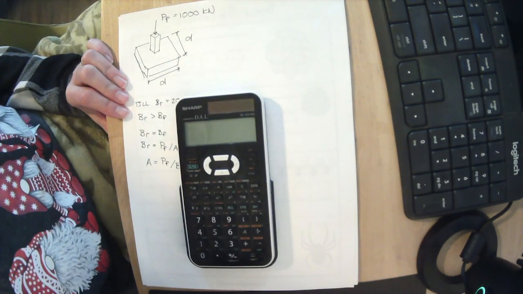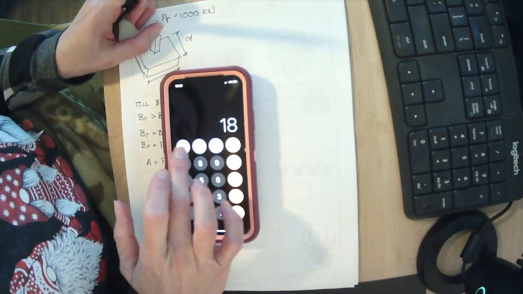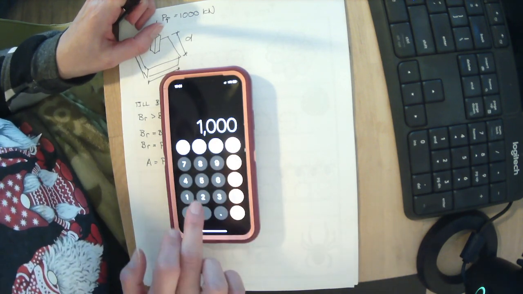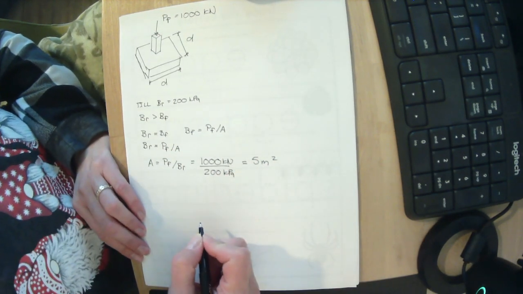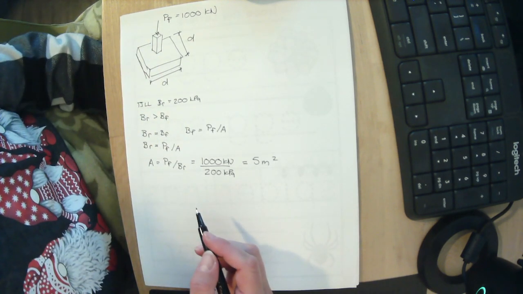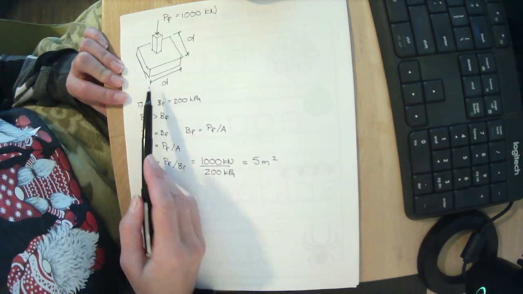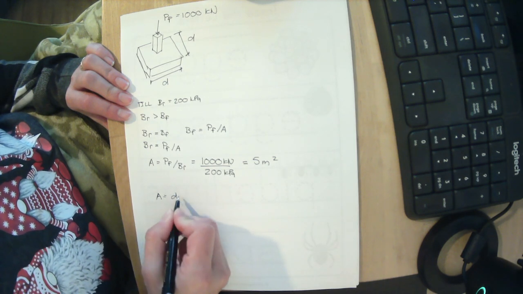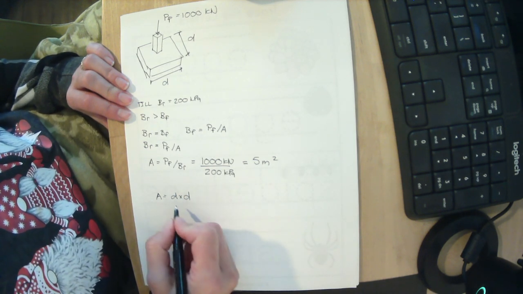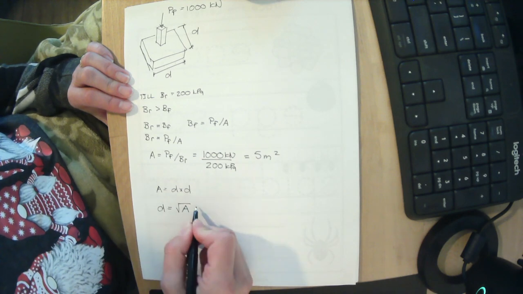Let's take a look here. So we've got 1,000 divided by 200 equals 5 meters squared. Great, we have an answer. The area of this needs to be 5 meters squared, except that's not what they asked us. They asked us what dimension our square footing needed to be. So they want to know what this is. Well, our area equals D times D, or D squared. We want to know what our area is, so D is going to be the square root of our area.